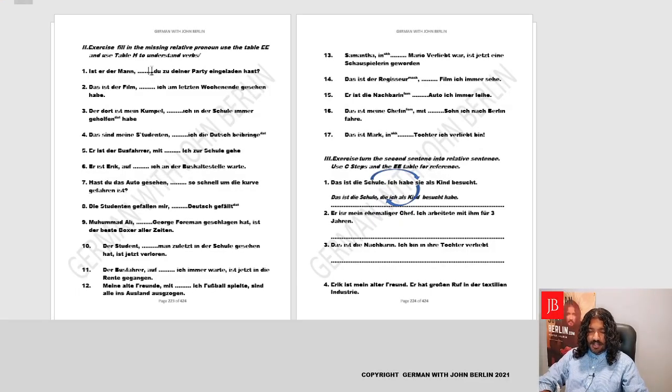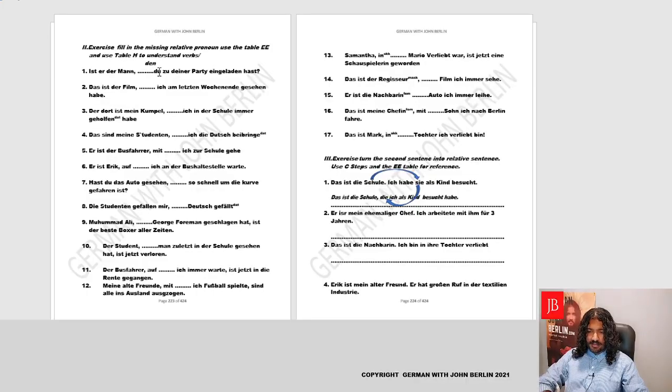Is he the man dash you've invited to your party? So basically, who invites whom? You invite whom. So it will be accusative. We are looking for accusative. And we're talking about man. So we'll be looking at accusative masculine. That will be den. Yes, we need to understand the sentence which is written here.